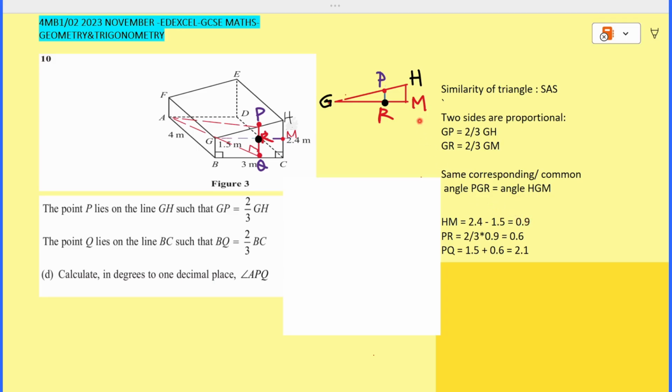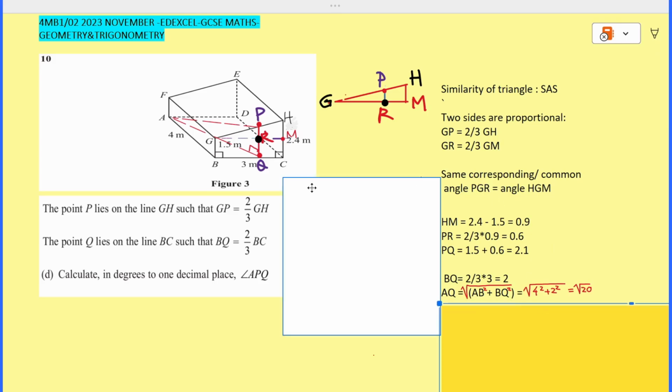So then we can get PR, which is 2 out of 3 of HM, is 2 over 3 times 0.9, that is 0.6. And then PQ, the whole thing from here is 0.6 plus this part is 1.5, becomes 2.1. After that, we can actually also count the BQ. What is BQ here? BQ is 2 out of 3 of BC, so we can count that is 2 over 3 times 3 is 2.